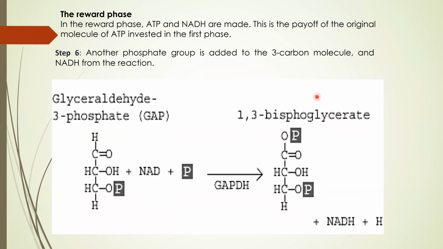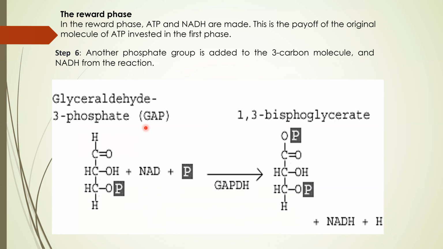Now, the next is the reward phase, where ATP and NADH are made. This is the payoff of the original molecule of ATP invested in the first step. So the sixth step starts with glyceraldehyde 3 phosphate, GAP, as I have mentioned. This is basically a key three carbon structure, which is firstly formed from the fructose 1,6 bisphosphate, right? And the other, the ketonic form, is just converted into this aldehydic form because this is the most stable one, and the aldolase enzyme is there. So we get GAP as a key molecule, and then it will convert into the further metabolite.